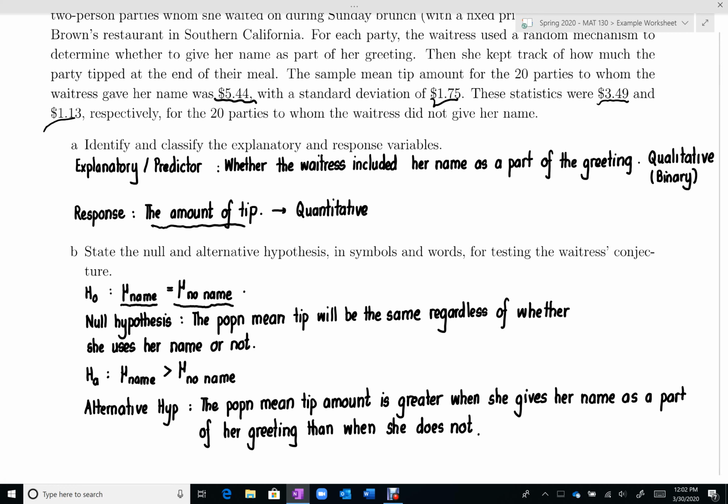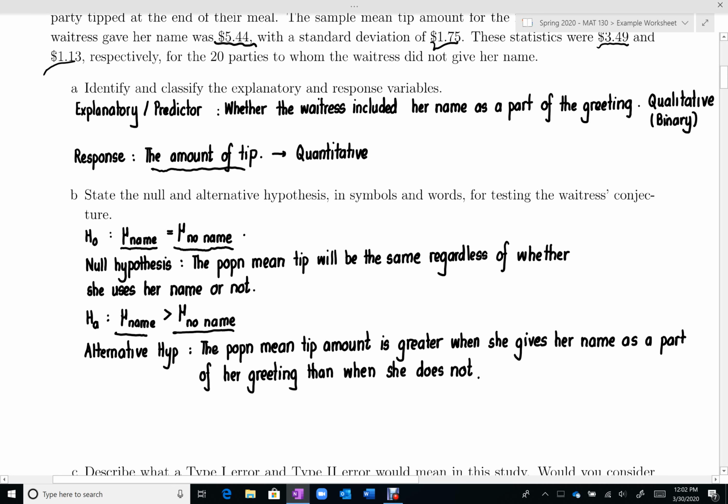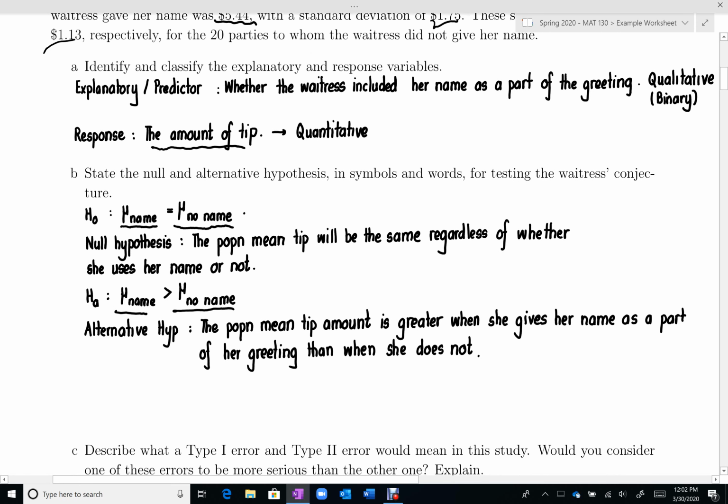And the alternative hypothesis, which she's trying to find evidence for, is that the mean tip actually increases when she uses her name as a part of a greeting than when she does not. So the mu name is larger than the population mean when she does not give her name. So the alternative hypothesis is that the population mean tip amount is greater when she gives her name as a part of a greeting than when she does not.